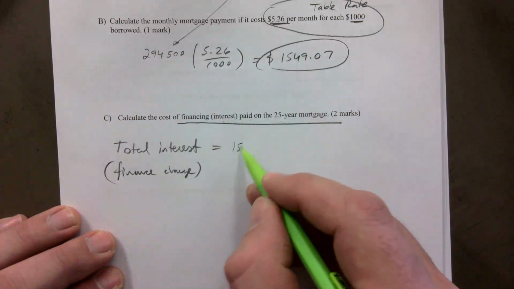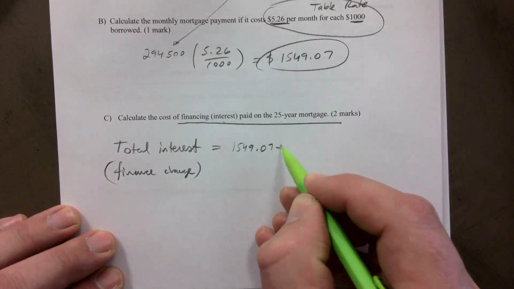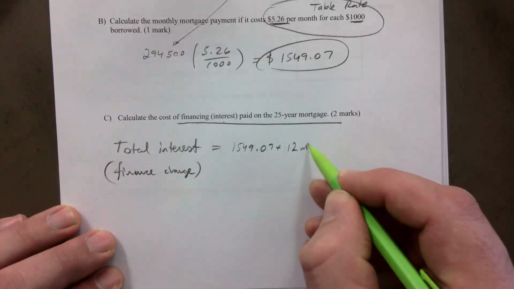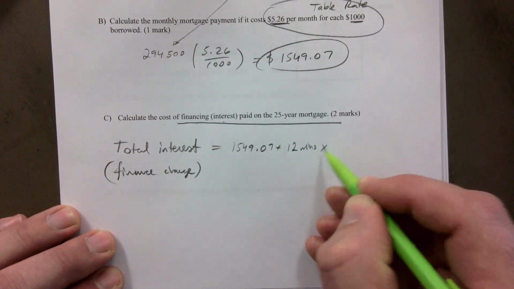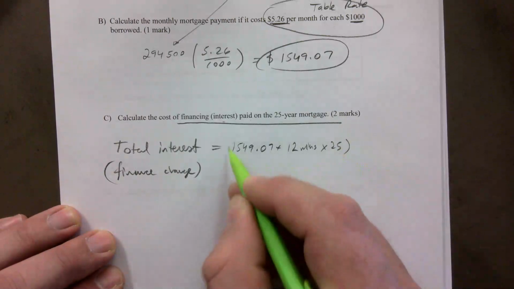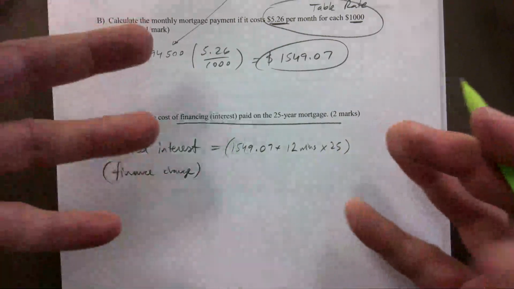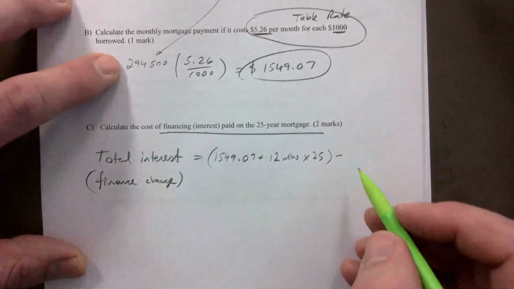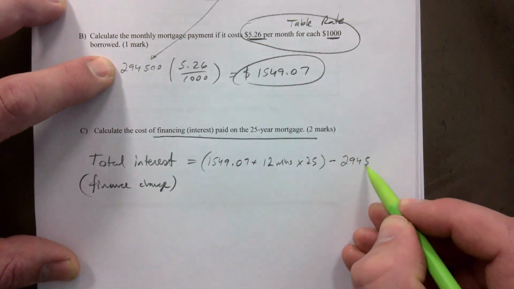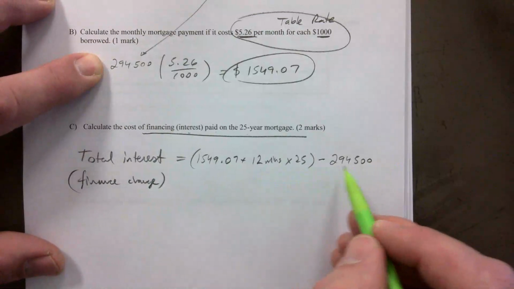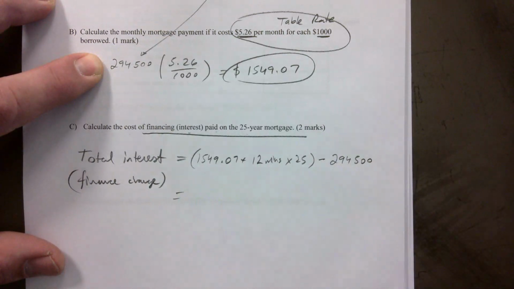So you got to take your payment, multiply by 12 months, then multiply that by the number of years. In this case, it's 25. All of this is what you paid the bank. Then you subtract how much you borrowed from them. So that difference is going to be the total interest they've charged you.